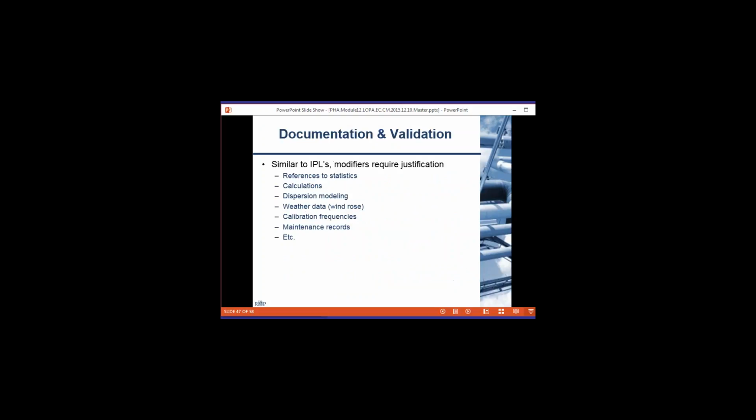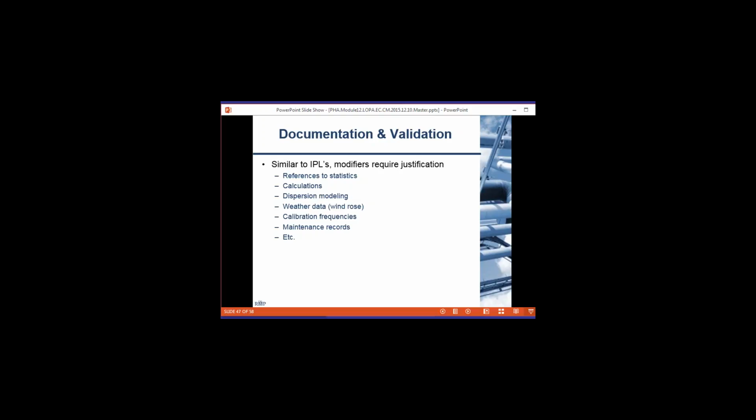So as I was alluding to earlier, documentation and validation. Just like with an IPL, modifiers require justification. You want to reference statistics, look at your calculations, dispersion modeling. What I want to point out here, once again, is your dispersion modeling. I've hit this 3 or 4 times, and I think it's because it's something I've only really thought about as I've done LOPA, that, you know what, we need to look at how big this is going to be. In HAZOP, I always just assumed it was massive and anyone in the area was going to be hurt. We really want to give a true quantitative analysis of what's going on. We really want to have a good idea how big this dispersion is going to be. How far is the toxic threshold? After that, are we looking at injuries?